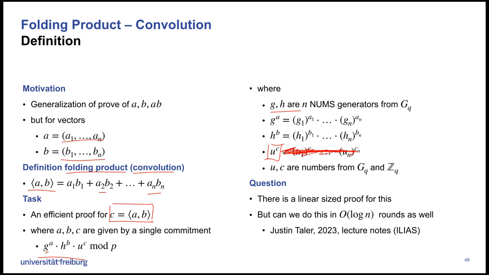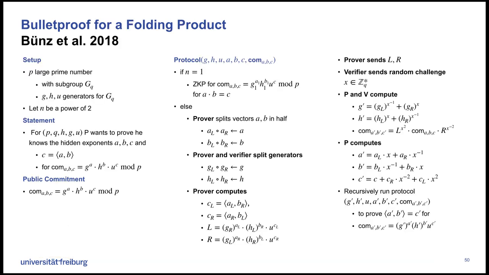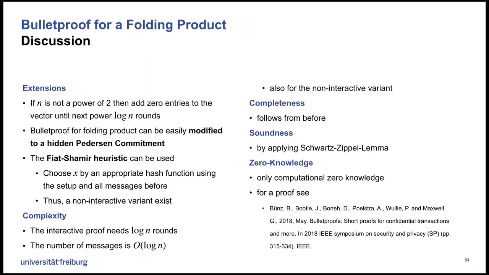But now the punchline is we can do this in log n rounds as well. With this technique, this is by Bünz and others. This was published in 2018 in this article, Bulletproofs, Short Proofs for Confidential Transactions and More. And in order to make these slides, I had to go to this paper and put it on the slides.